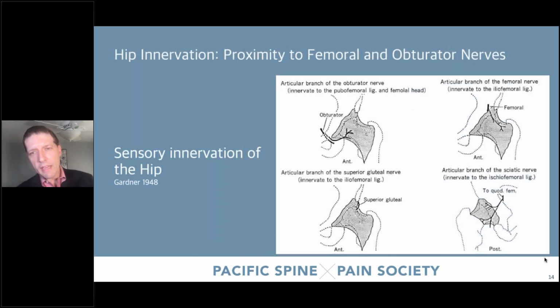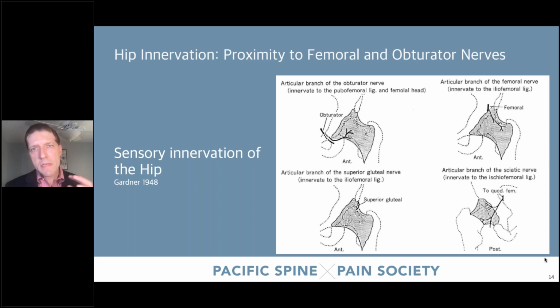Next slide. The innervation of the hip has been well described for over 70 years, dating back to Gardner in the late 40s, who was really ahead of his time, describing the anterior innervation of the hip being supplied by the articular branches of the obturator nerve, or the accessory obturator nerve, with the remainder of the branches being covered by the femoral nerve. Posteriorly, you're getting a sciatic innervation and innervation coming from the superior gluteal nerve and the nerve to the quadratus femoris.